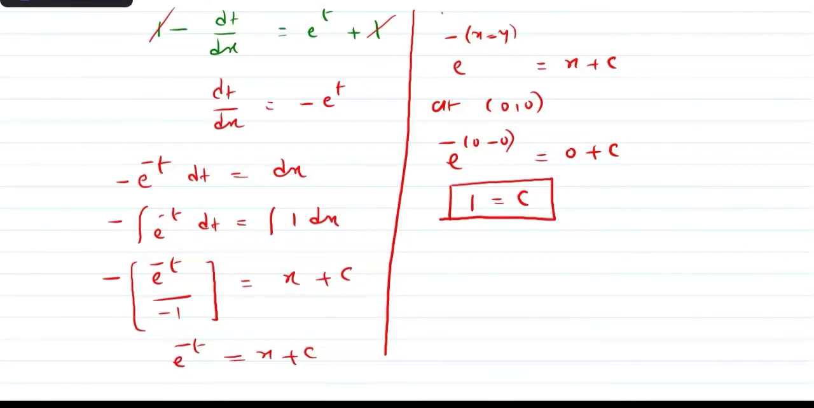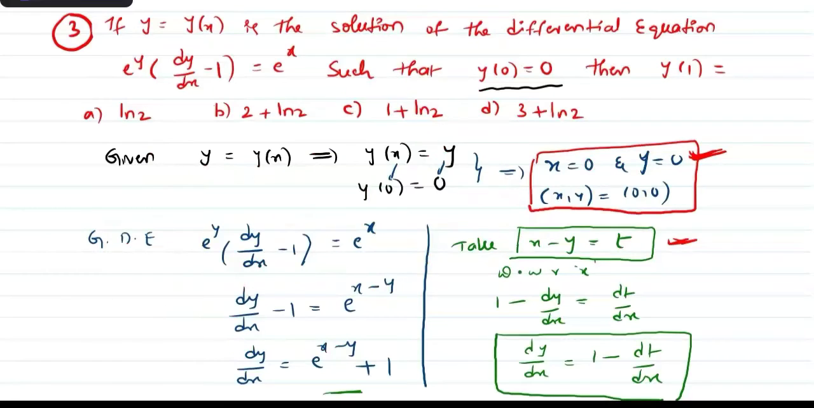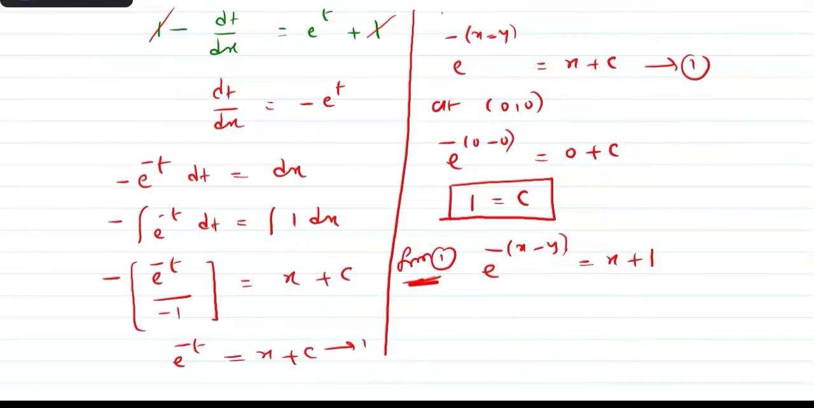Now come to the equation again, and substitute the c value as 1, so e^(−(x−y)) equals x + 1. In the question, if you observe, he is asking for y(1). y(1) means y is y(x), and in the place of y(x) we have y(1). That means the x value is 1.